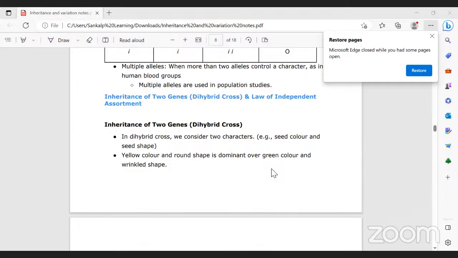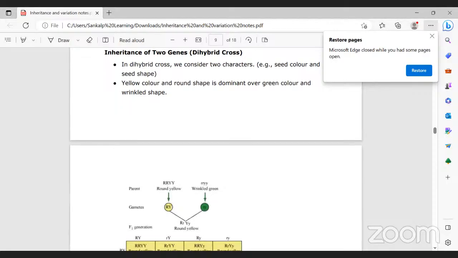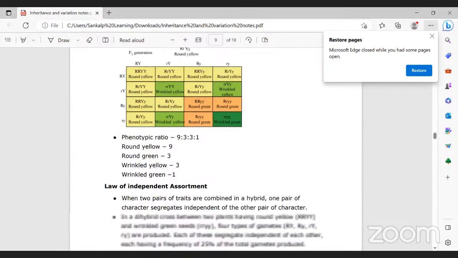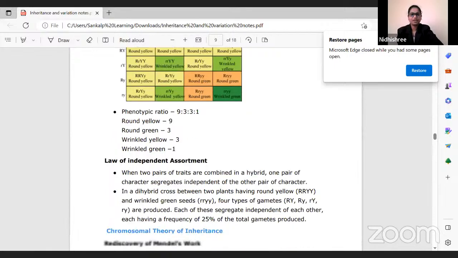Multiple alleles are used in population studies. Inheritance of 2 genes, dihybrid cross, and law of independent assortment. Inheritance of two genes, dihybrid cross. In dihybrid cross, we consider 2 characters. Example, seed color and seed shape. Yellow color and round shape is dominant over green color and wrinkled shape. Okay. This is regarding phenotypic ratio.